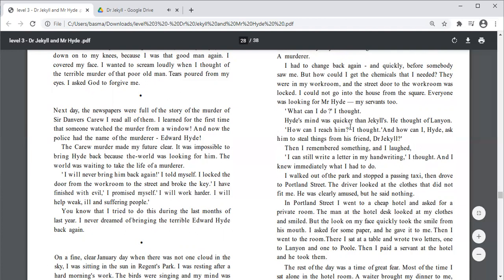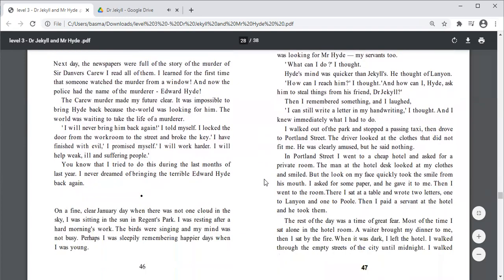Hyde's mind was quicker than Jekyll's. He thought of Lanyon. How can I reach him? I thought. And how can I, Hyde, ask him to steal things from his friend, Dr. Jekyll? Then I remembered something, and I laughed. I can still write a letter in my handwriting, I thought, and I knew immediately what I had to do.